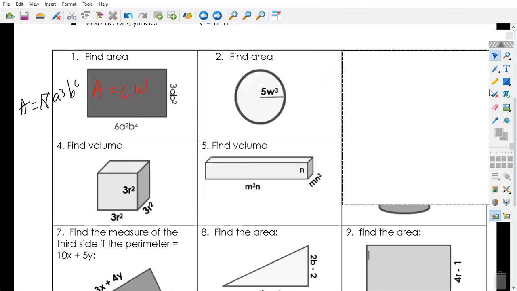So this time it says find the area, but what do we have? A circle. So looking at the top of your paper, what is area of a circle? Pi times radius squared. Area equals pi r squared. All right, it gives us our radius. Do we see that? So all we're doing is plugging that in. So area equals pi times 5w cubed squared. Wait, do we actually have to multiply it by pi? We'll just leave it in pi form.